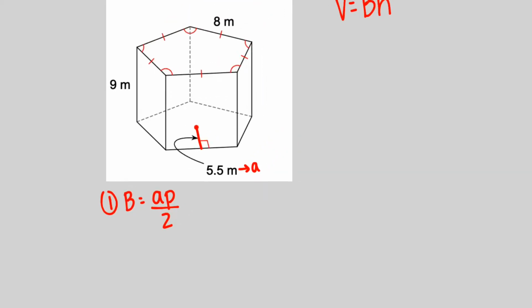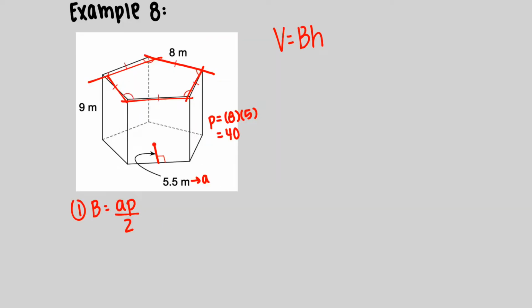And in order to find my perimeter, I know that one side length is 8, and I know there are 5 of these sides. So 8 times 5 will give me the perimeter, which gives me 40. I now have all my information to find my area of the base. So I take my apothem, which is 5.5. I multiply by my perimeter of the base, which is 40, and we're going to divide that by 2.